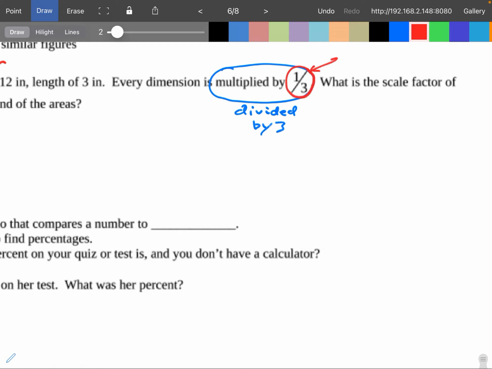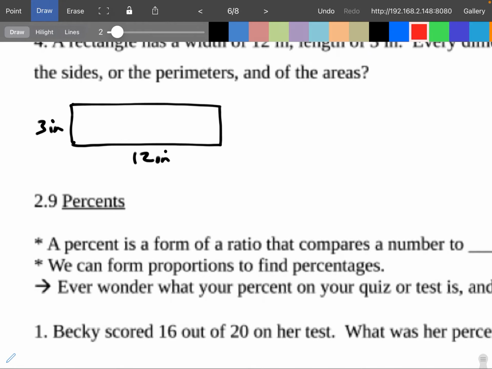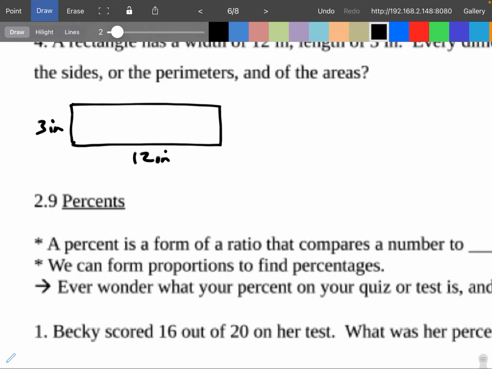So divided by 3. And then this thing right here, this really is your scale factor. That's your scale factor. It's 1/3. Okay, so what would happen then if we divide this dimension by 3? What will we get? 4.